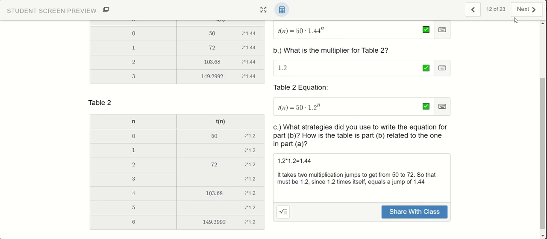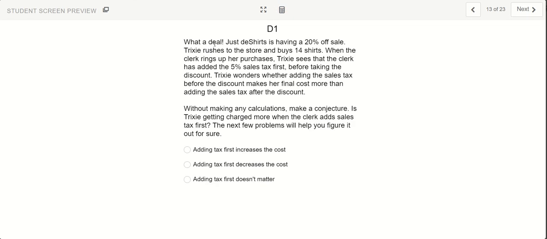Okay, moving to the next one. So here, you're going to read the situation. Basically, there's a deal. They save 20% off t-shirts, but they also have to spend a 5% tax. So after reading it, we're trying to make a prediction. Am I going to get charged more by adding the tax first? Am I going to be charged less by adding the tax first?